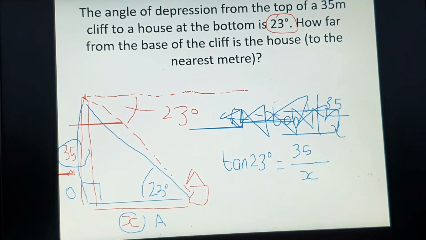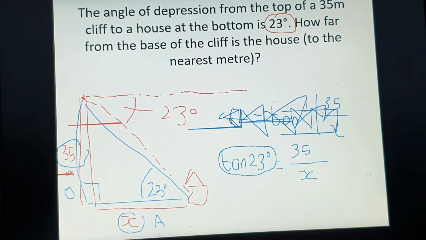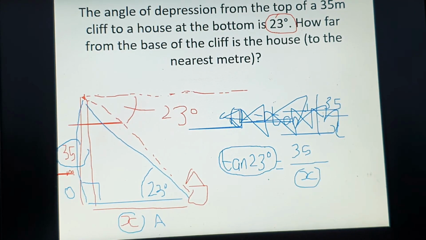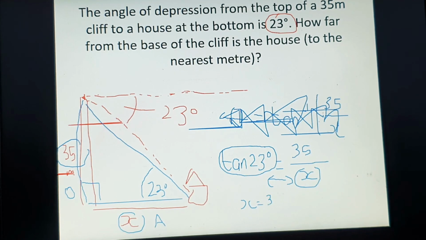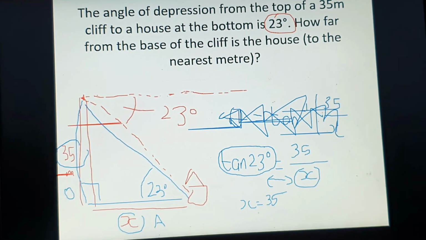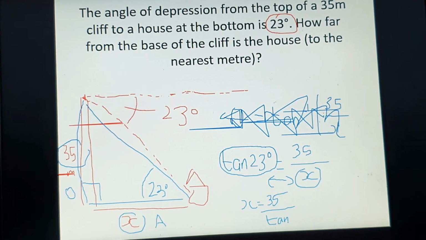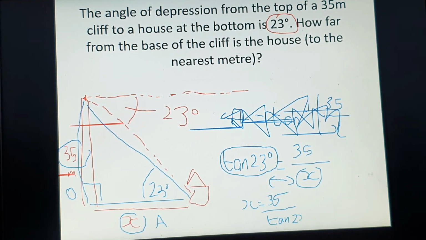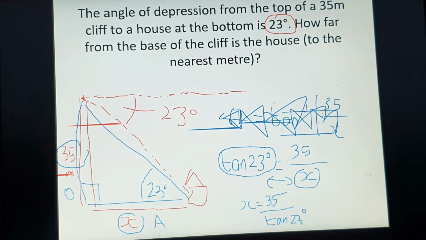Okay? And all we have to do now is we can switch. Remember, we said from last lesson, if the unknown's at the bottom, we can just switch places with them. So X is equal to 35 divided by tan 23. And all we have to do is type it into the calculator to find out our answer. And it would be in meters because it's given to us in meters.